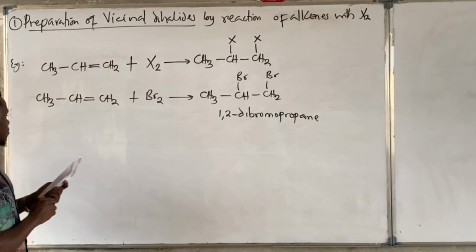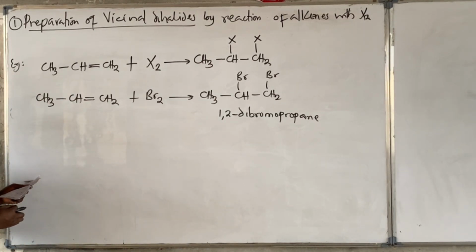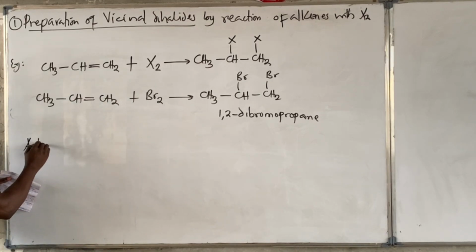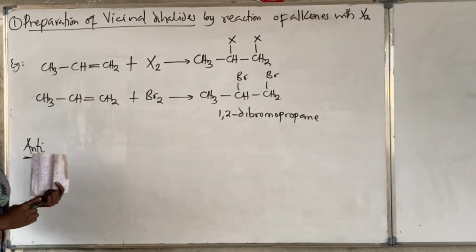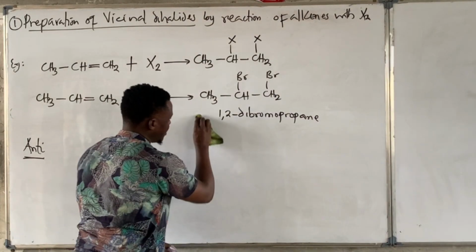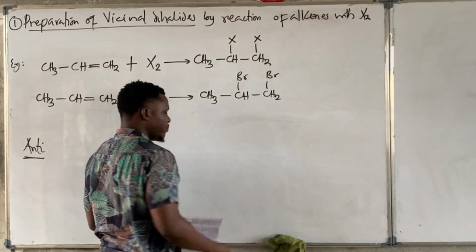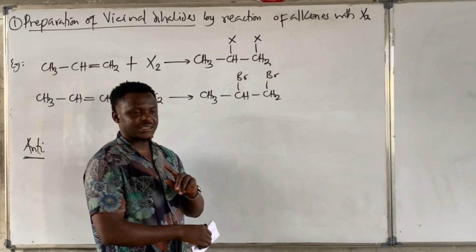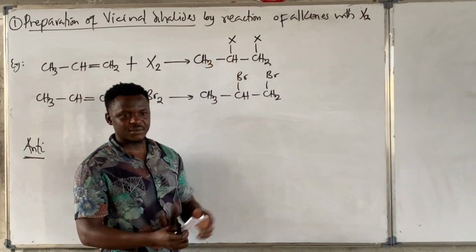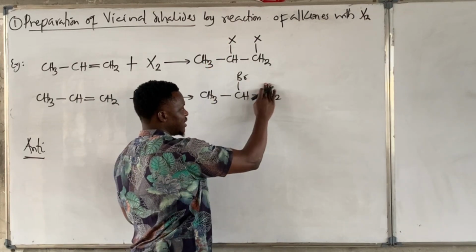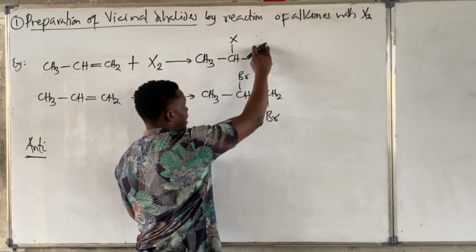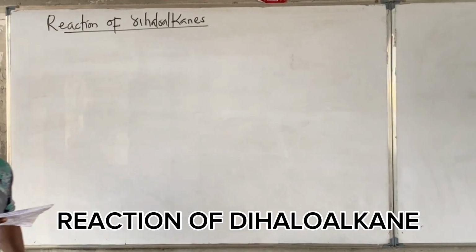The stereochemistry of this reaction is anti. Now please, this anti simply means, let me edit this part. What we mean by the stereochemistry of this addition is anti means that the two halogens that are being added here are added on the opposite side. That's what it means. So this guy that was here is not supposed to be here, it's supposed to be what? Opposite. So that's what we mean by anti. So please take note of that.